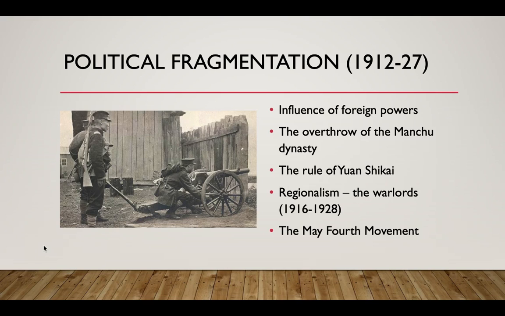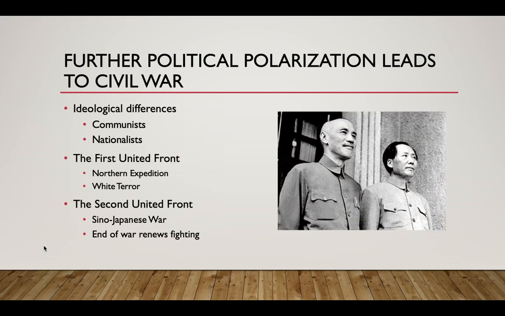And so you have this idea of Chinese nationalism getting stronger. This idea of an independent China is becoming prevalent. And you'll see the emergence of two groups, the Kuomintang, or the Nationalists, and the Communist Party. Now, the Communists and the Nationalists, or the Kuomintang, the GMD, is going to lead to further political polarization. So these are two dominant ideologies that are going to emerge in the Civil War.